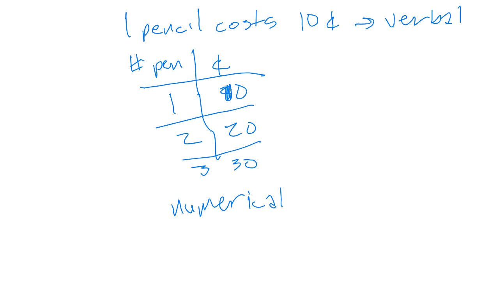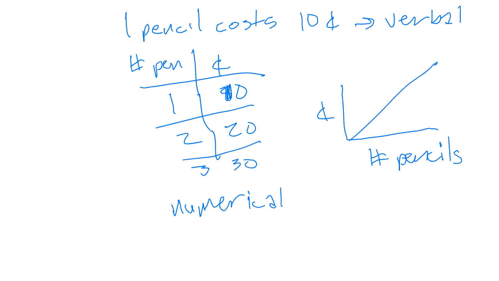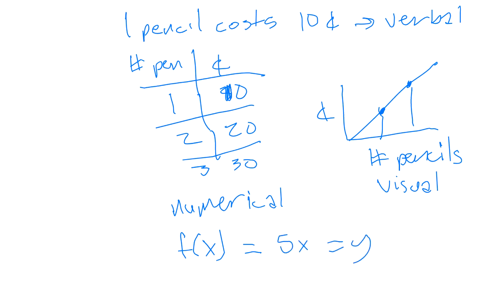Then we have visually, so we can create a graph. Let's say we have our cost in cents and our number of pencils, and it would look something like this. Then we assign each number to one particular y, and that would be a visual. And then lastly, for algebraic, we can say that our f of x is going to equal 5x, which you can set equal to y. And that would be an algebraic.